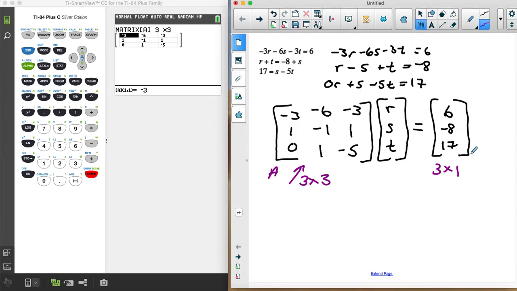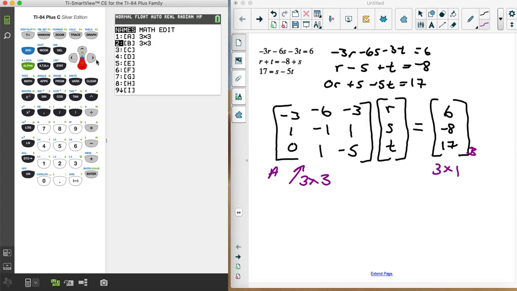And then for matrix B, I'm going to enter my 3x1 matrix. I'm going to make that my B. So again, edit. I want to edit matrix B. It's no longer going to be a 3x3 that I have here. This is going to be a 3x1. Enter. And I have 6, negative 8, 17.